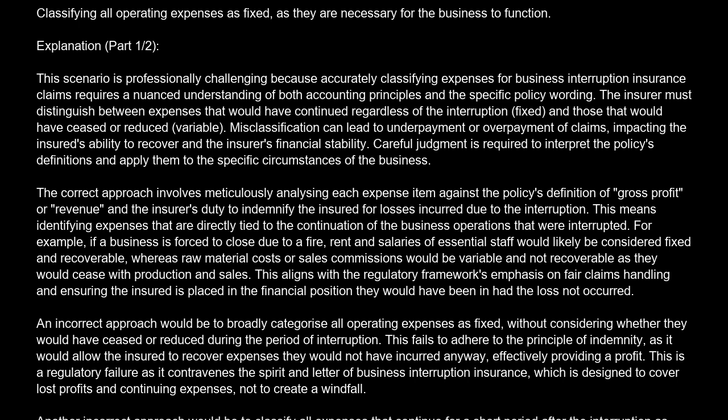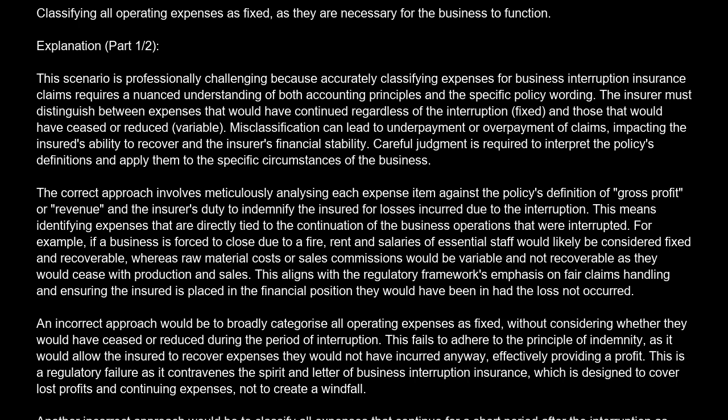This aligns with the regulatory framework's emphasis on fair claims handling and ensuring the insured is placed in the financial position they would have been in had the loss not occurred. An incorrect approach would be to broadly categorize all operating expenses as fixed, without considering whether they would have ceased or reduced during the period of interruption. This fails to adhere to the principle of indemnity, as it would allow the insured to recover expenses they would not have incurred anyway, effectively providing a profit.